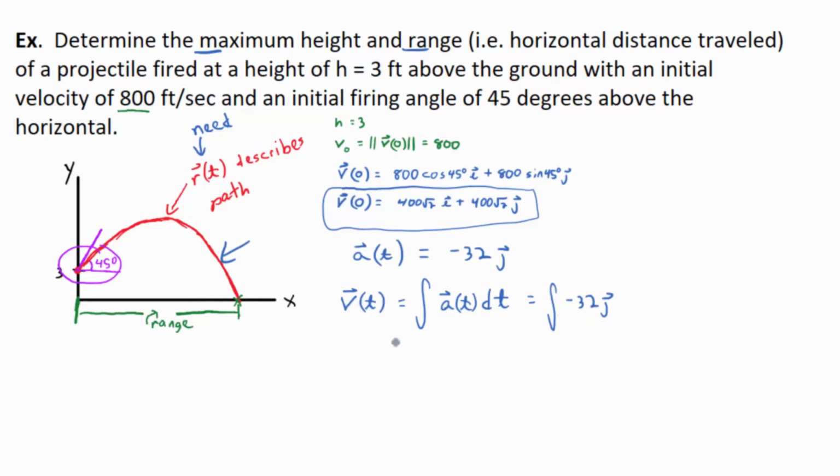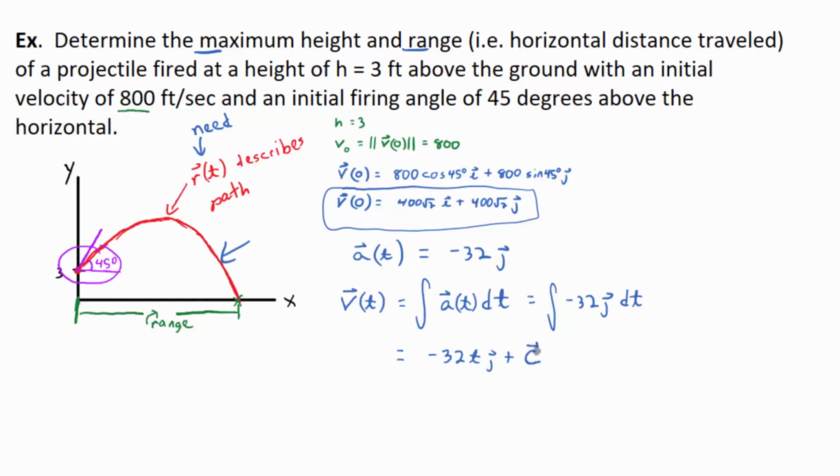So I'm going to go down here. What do we get then when we integrate negative 32j dt, we should say? Just integrate the component negative 32 with respect to t. So negative 32t, j. And then we do need to add something. Plus a constant vector, right?